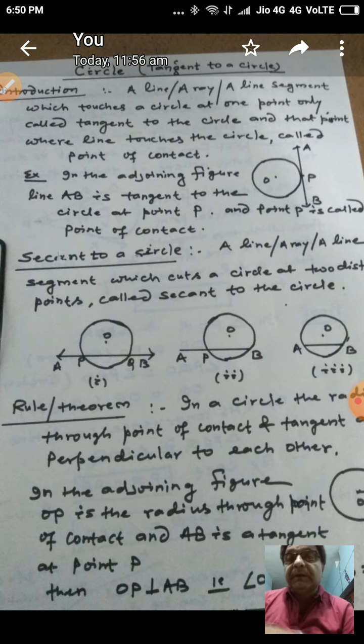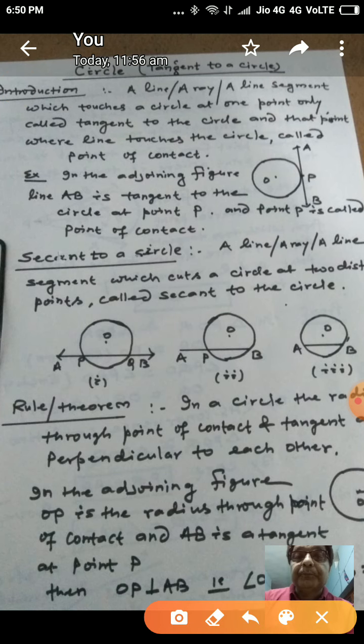As you may see in this figure, line AB is touching the circle at one point only, and that point is P. So line AB is a tangent for this circle, and the point P is known as the point of contact, which is a common point for the circle and the line both.